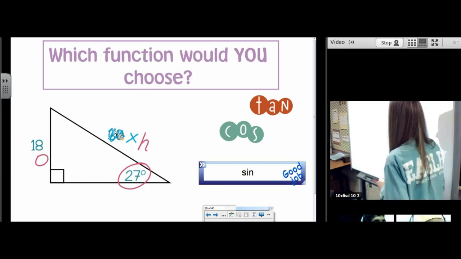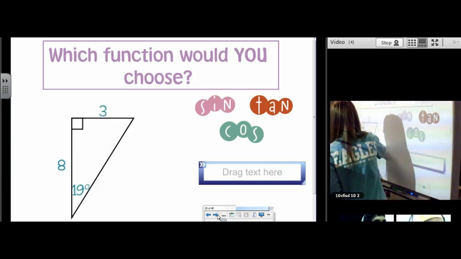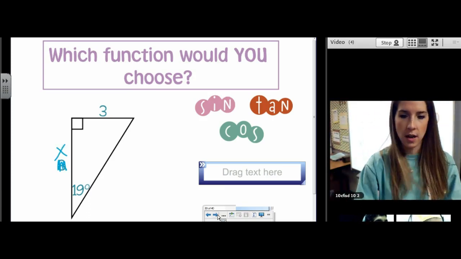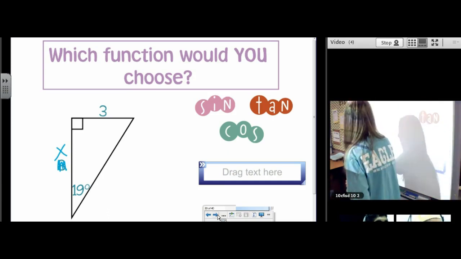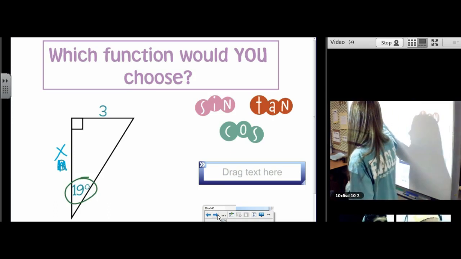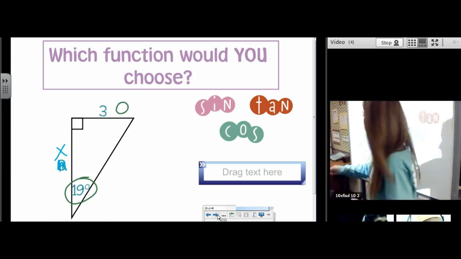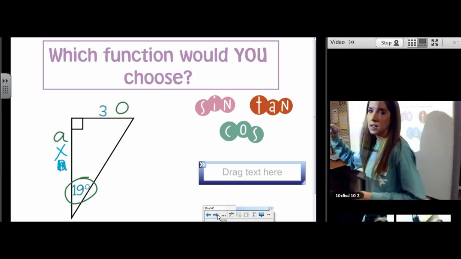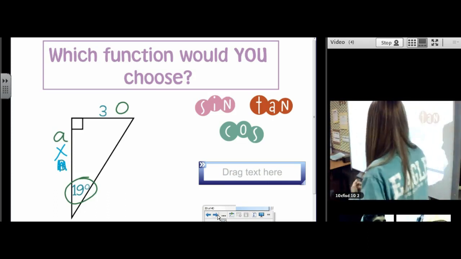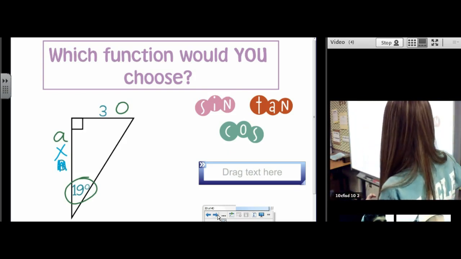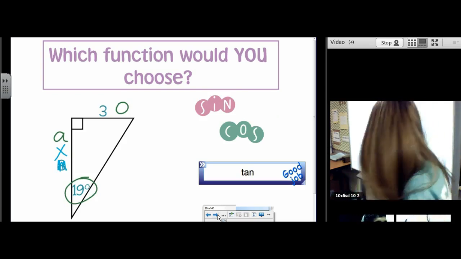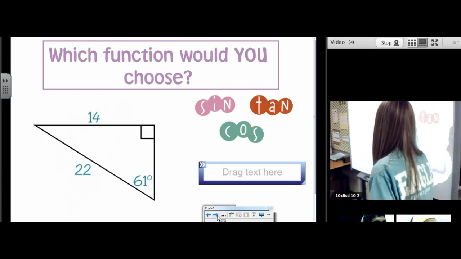Next triangle. Really bugs me that one of these is an X, so I'll put X in. Okay. Which one would we choose here? Okay, so we circle our angle, and then we label what we have. 3 is opposite, and X is adjacent. So out of SOHCAHTOA, which one would we choose? Tangent, because T-O-A. TOA stands for tangent. Good job. Okay, let's try the next one.